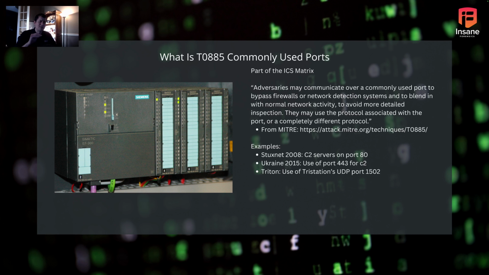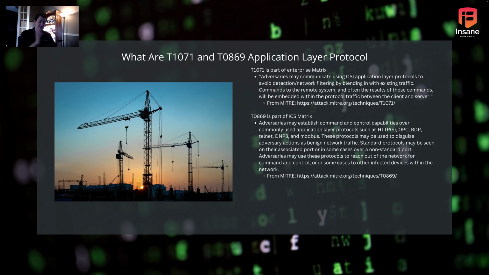Later, we'll talk about how to detect and defend against this, with ideas for that, but we'll talk on those defenses a little later. T0885 is really just using a port that was kind of expected to be used in the environment. So that covers the port side.